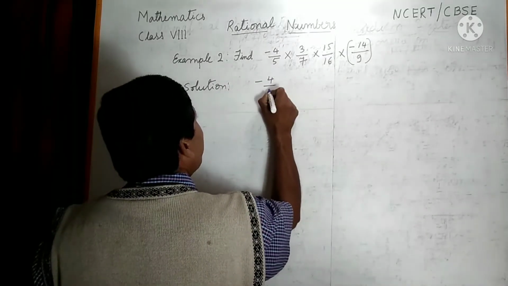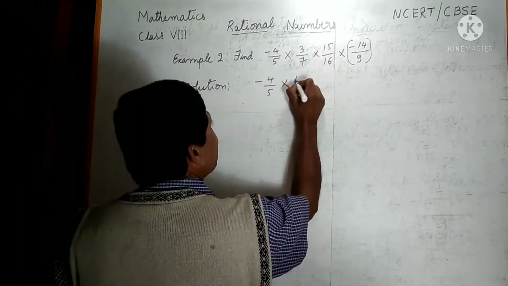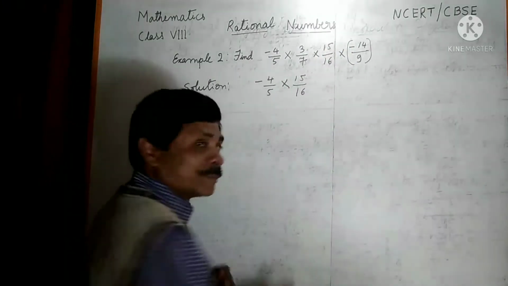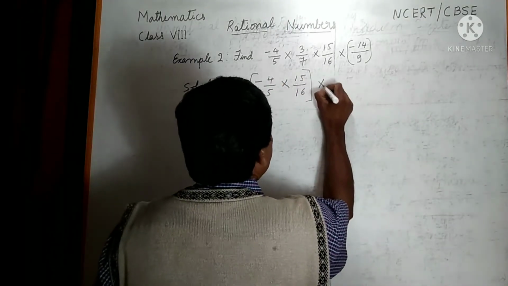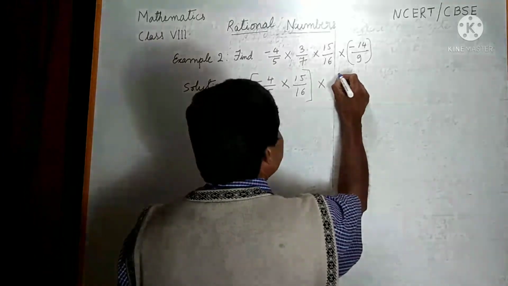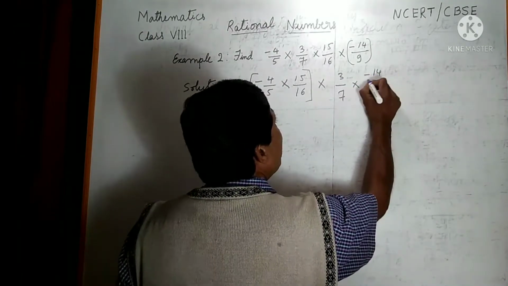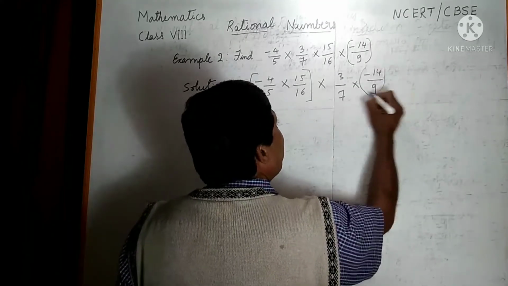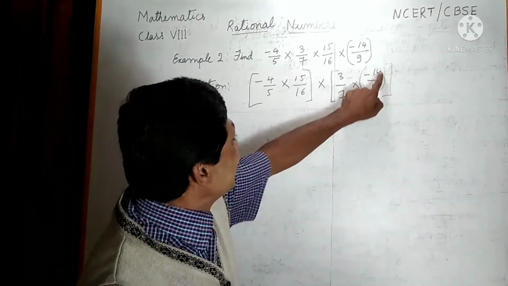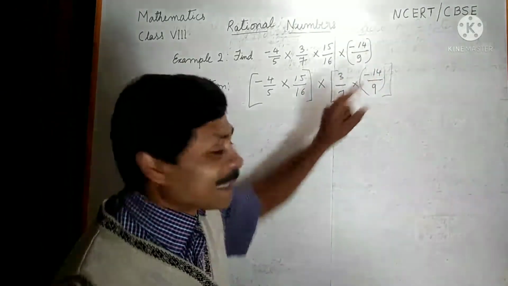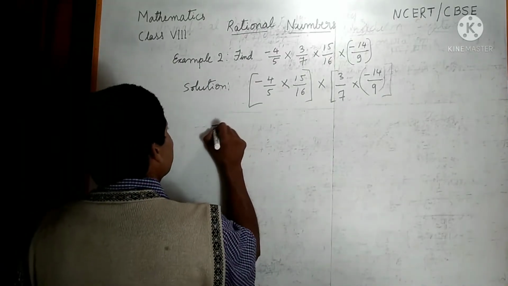Minus 4 by 5 into 15 by 16 into 3 by 7 into minus 14 by 9. Here 7 and 14 come in the same table and 3 and 9 come in the same table. So now let us simplify.